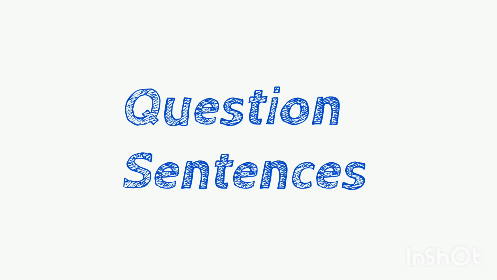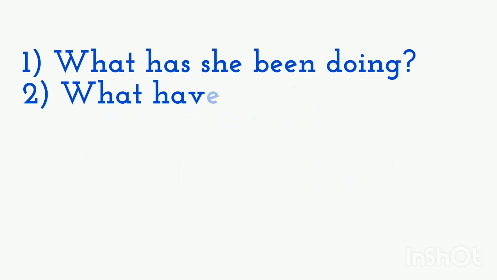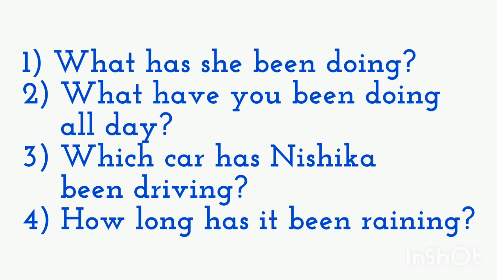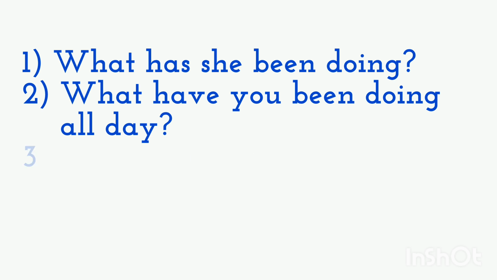Now let's check some examples of question sentences in present perfect continuous tense. What has she been doing? What have you been doing all day? Which car has Nishika been driving? How long has it been raining?